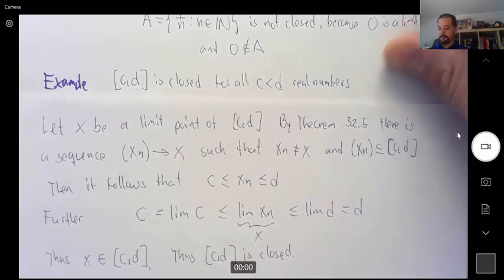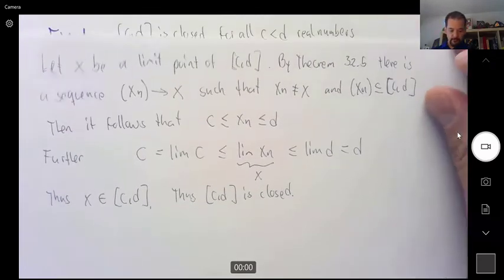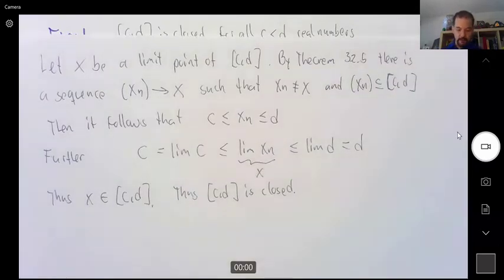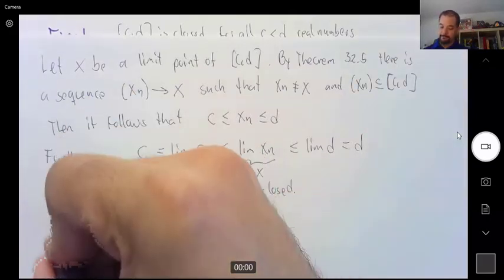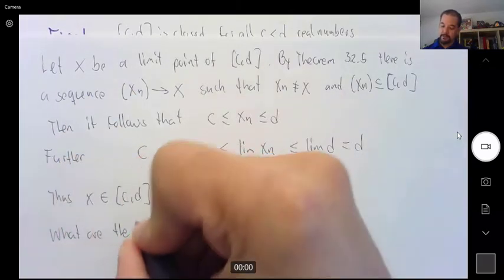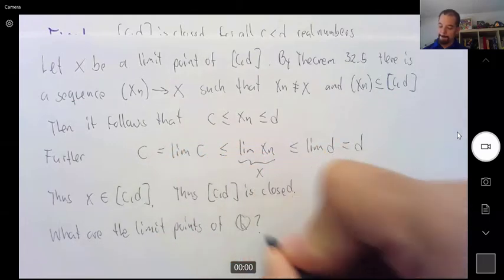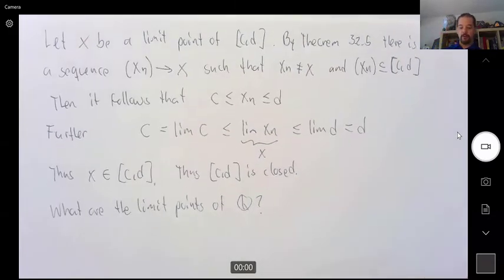Okay. Now, there are other important concepts here. So, for instance, what would be the limit points of the rational numbers? That's an interesting question, right? What are the limit points of Q? So, in other words, what are the limits of sequences that you can create with rational numbers? And the answer is the real numbers.